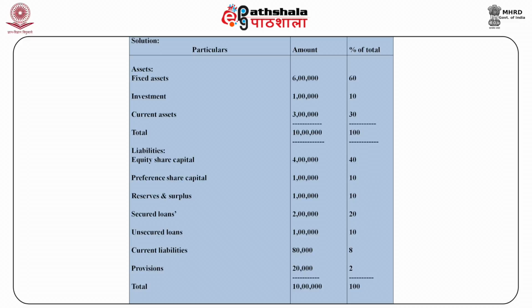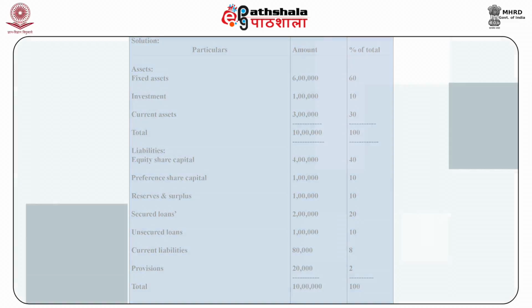Then we have preference share capital of 1 lakh with 10% of the total, reserves and surpluses of 1 lakh with 10% of the total, secured loans 2 lakh with 20% of the total, unsecured loans 1 lakh with 10% of the total, current liabilities 80,000 with 8% of the total, provisions 20,000 with 2% of the total, making a total liabilities of 10 lakh.